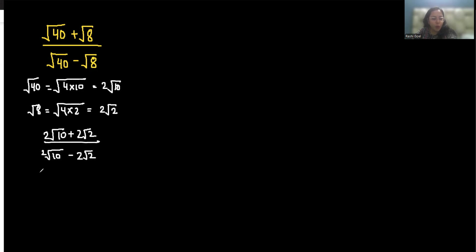Now take the 2 common from numerator and denominator. So (√10 + √2) / (√10 − √2), as the 2 will cancel out. Now rationalize the denominator by multiplying top and bottom with √10 + √2. So (√10 + √2) × (√10 + √2) by (√10 − √2) × (√10 + √2).